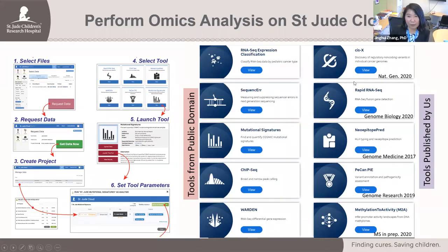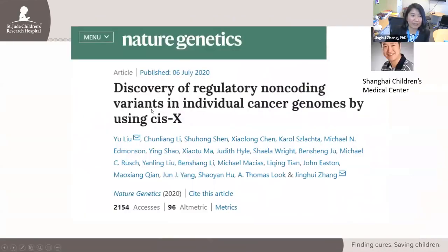So I want to highlight one particular tool called cis-X. This is a tool that was developed in my laboratory by one of the former postdoctoral fellows, Yu Liu, with the goal of discovering regulatory non-coding variants in individual cancer genomes. It was published only 2 months ago.